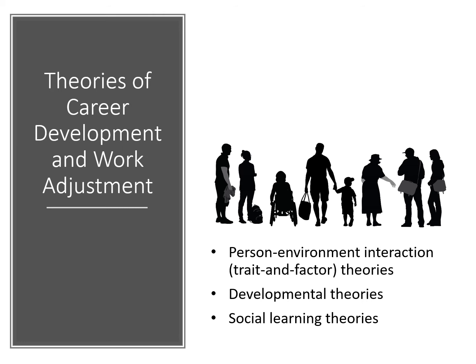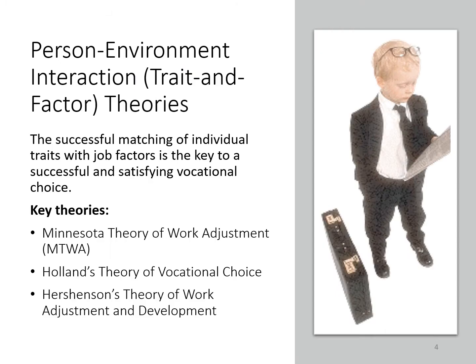Theories of career development are attempts to describe the process by which individuals choose a career path or occupation. They are categorized into three main groups: person-environment interaction, or trait and factor theories, developmental theories, and social learning theories. The successful matching of individual traits with job factors is the key to a successful and satisfying vocational choice.